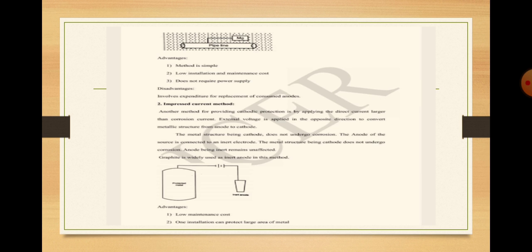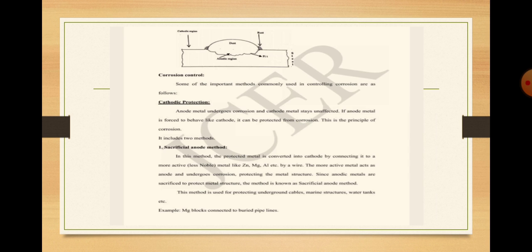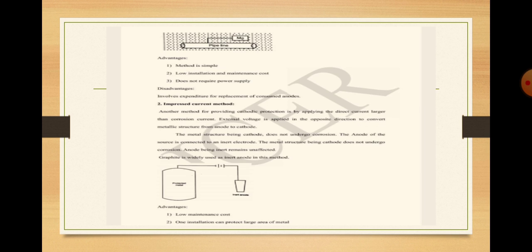Next, what are the advantages of this? Here the diagram is given with the pipelines. What are the advantages? It is a very simple method, with low installation and maintenance cost, and does not require a power supply. These are the advantages of the sacrificial anode method in corrosion control. Next, disadvantages.